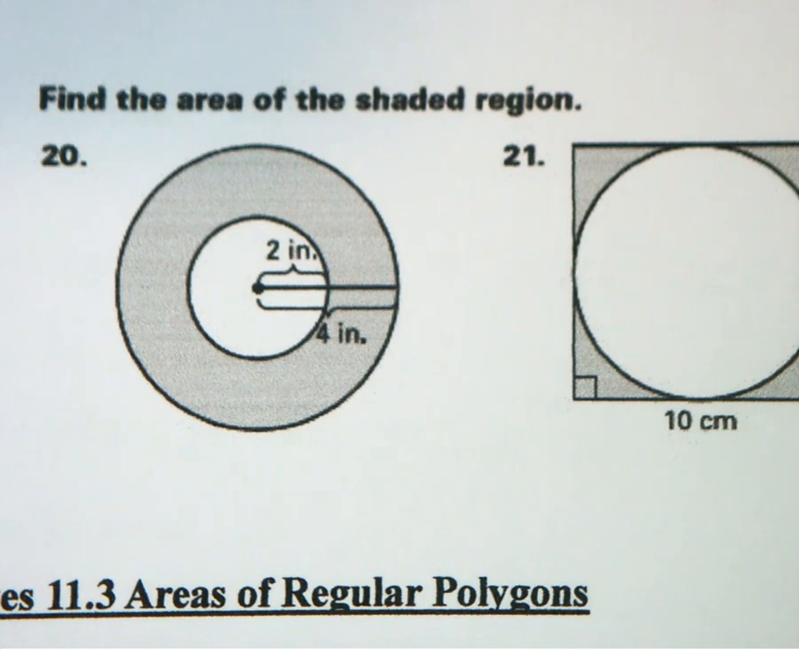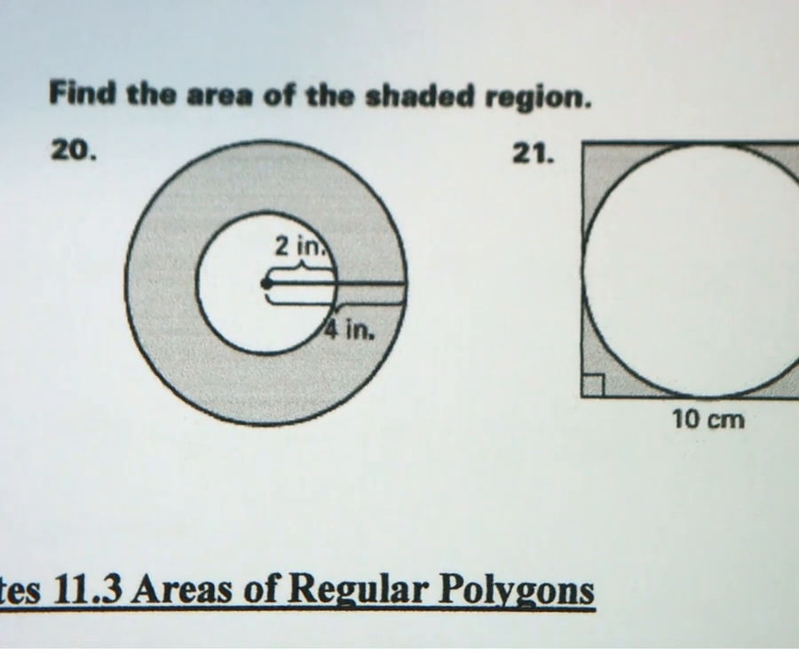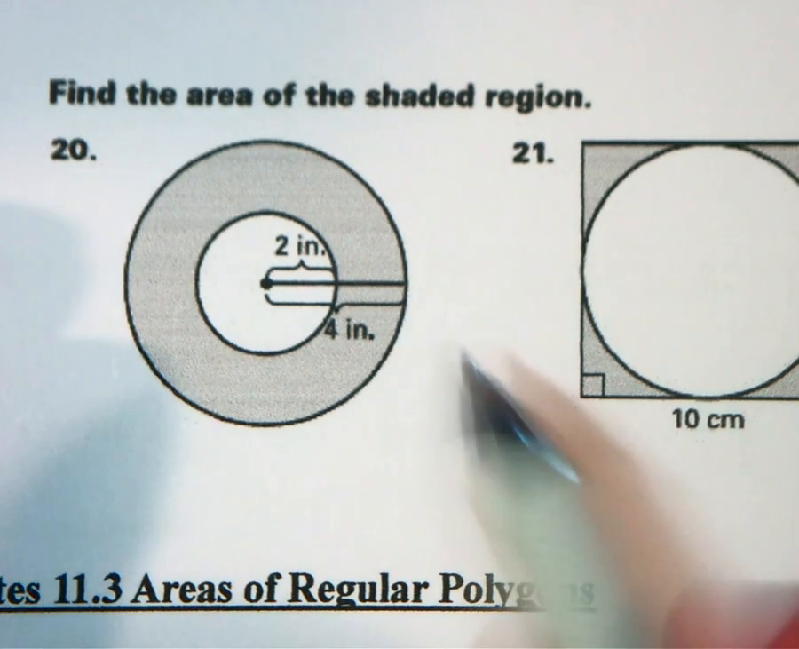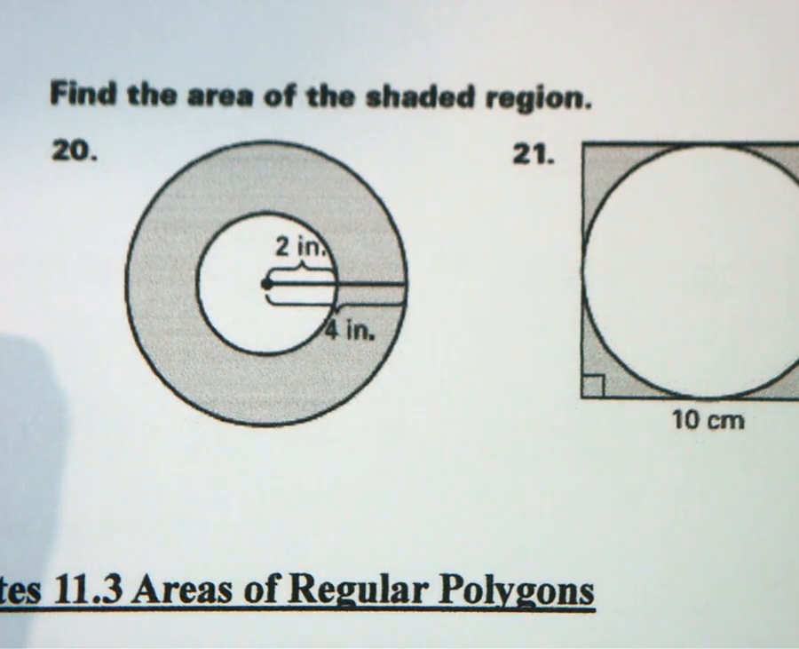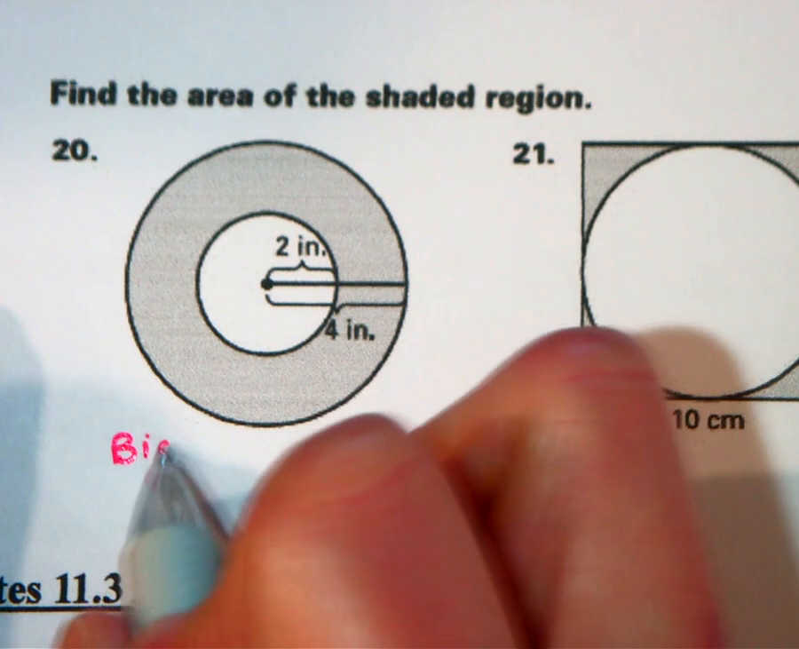This one says find the area of the shaded region. So this is kind of like a donut, where it's a big circle and then the little circle is cut out of it, okay? So for the big circle, we're just going to find the area of the big circle and then subtract the area of the small circle. So big minus small.